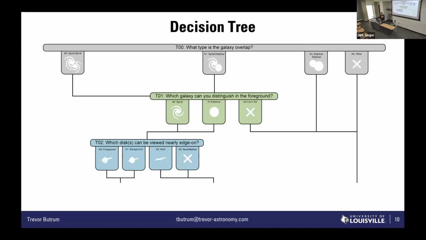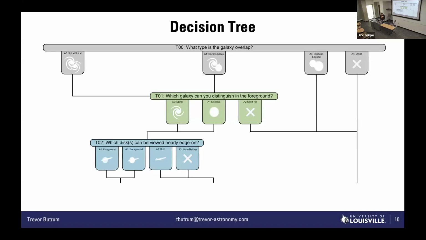I've actually worked on a new one that I believe will be a lot better. And this decision tree also assumes that there's nothing known about the actual pair itself. Essentially I started with what type of galaxy overlap it is. So we have different types: spiral overlaps, spiral-elliptical overlaps, elliptical overlaps, or other pairs, like merging or interacting, or you can't actually tell what it is.